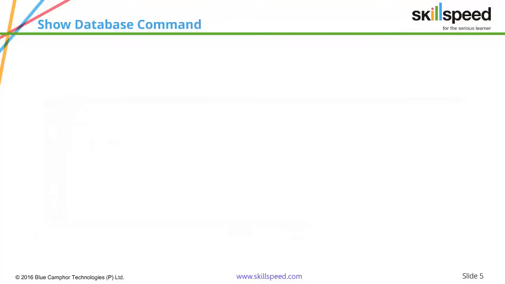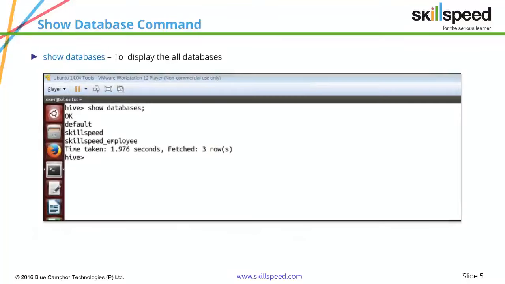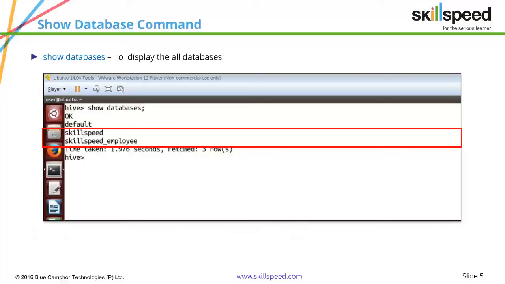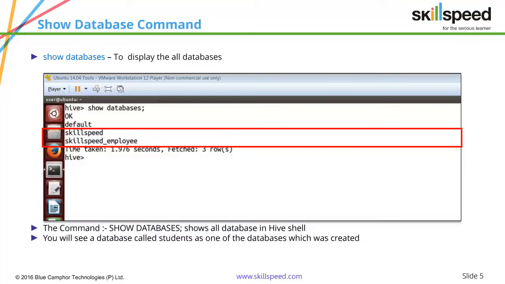Now to verify whether the database has been created, I have typed in the show databases command. As you can see, along with other databases, we now have a new database called skillspeed_employee.